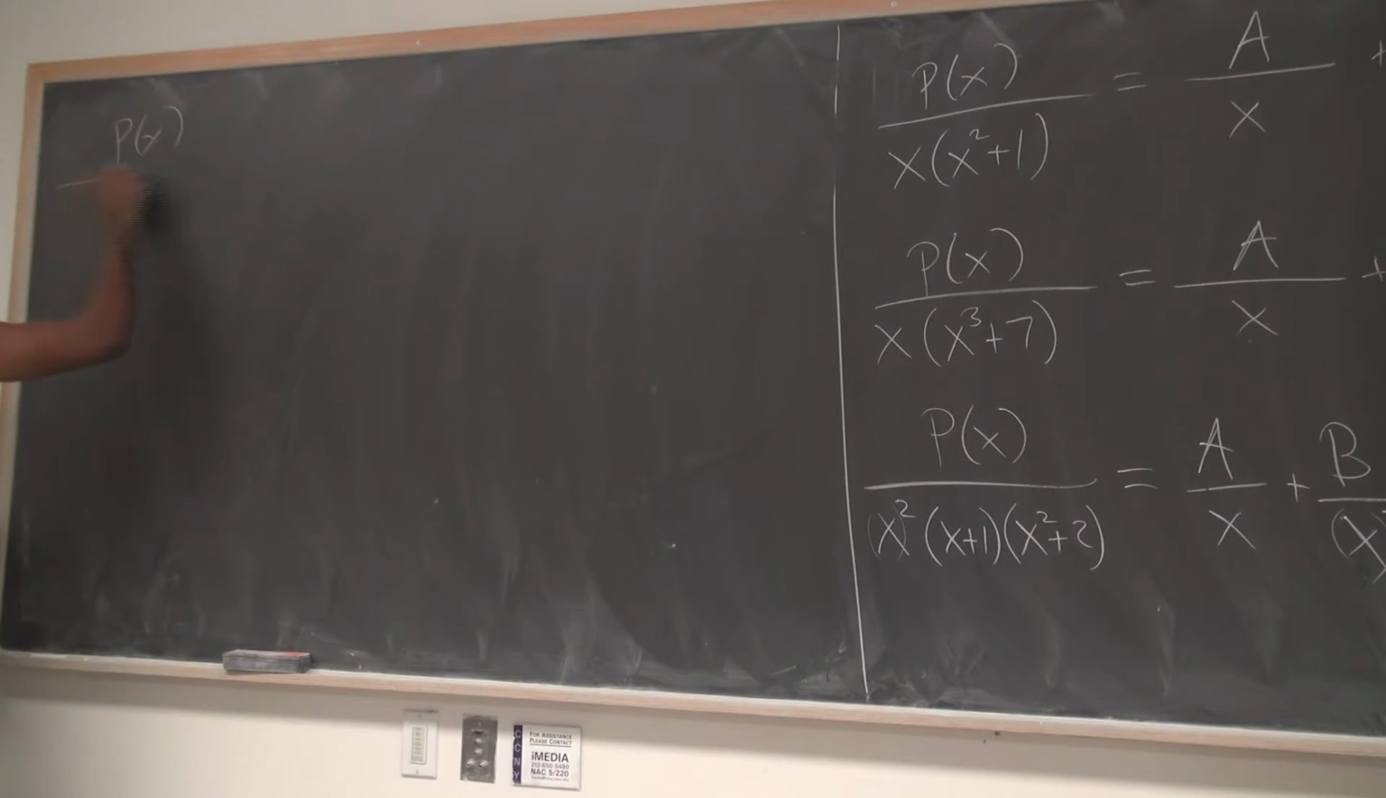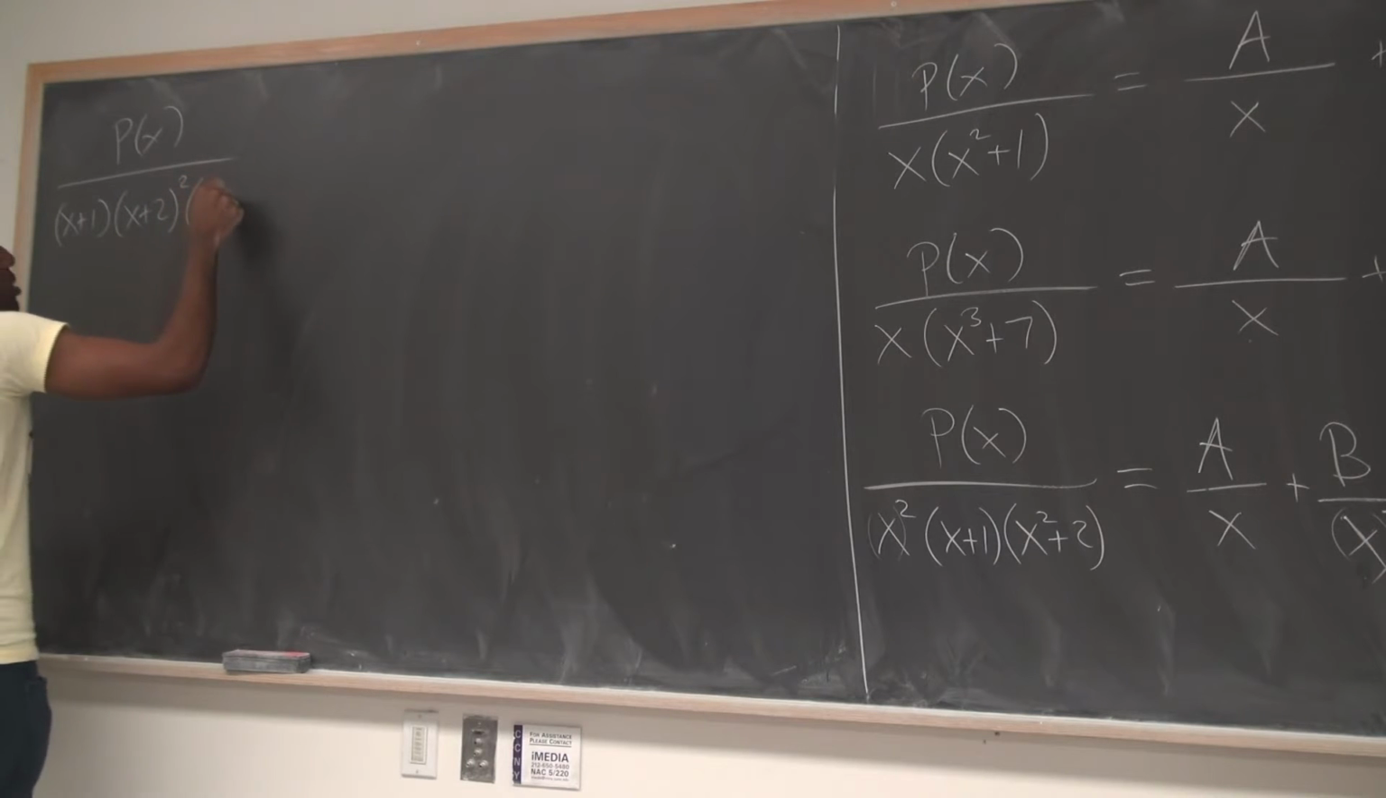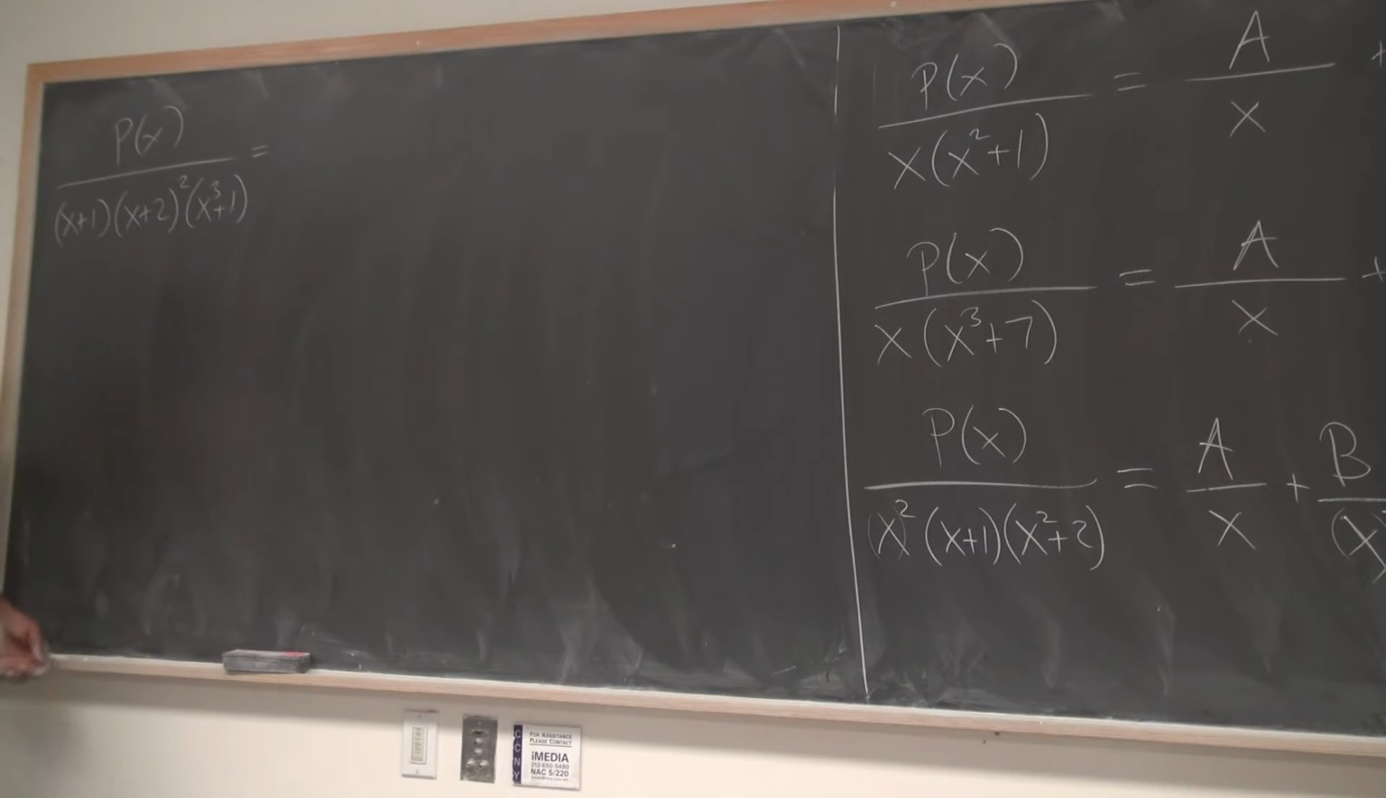P of x over x plus 1, x plus t squared, x cubed plus 1. There's a trick in this one. I'm not going to tell you what it is. What's wrong here? Nothing's wrong.